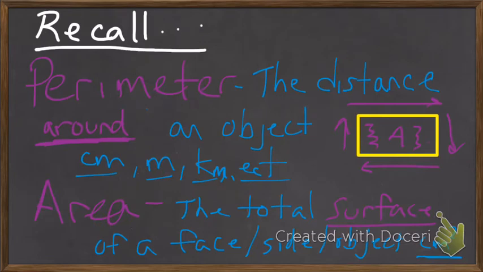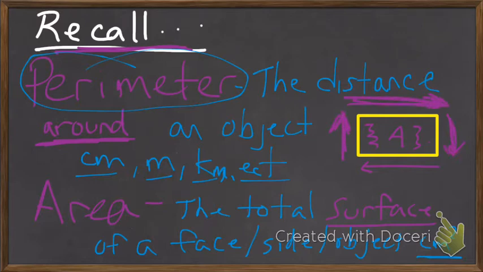Okay, so talking about perimeter and area again, we can recall from our previous lessons, perimeter is the distance around an object. So if we look at these arrows here around our rectangle, if we were to add up all of the lengths, all of the sides, the lengths and widths, we get the perimeter. That is the distance around the object. This can be measured in centimeters, meters, kilometers, inches, whatever you're measuring in.